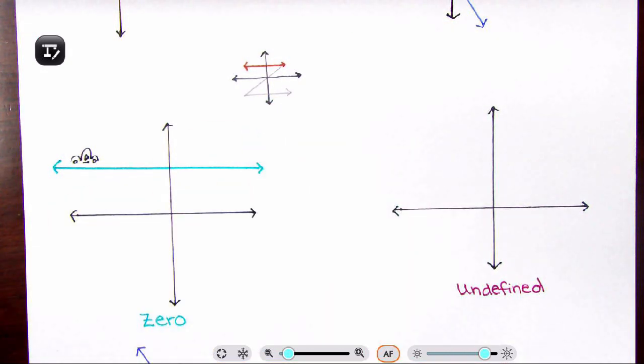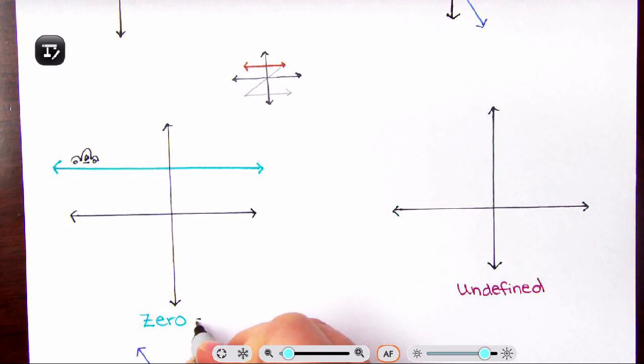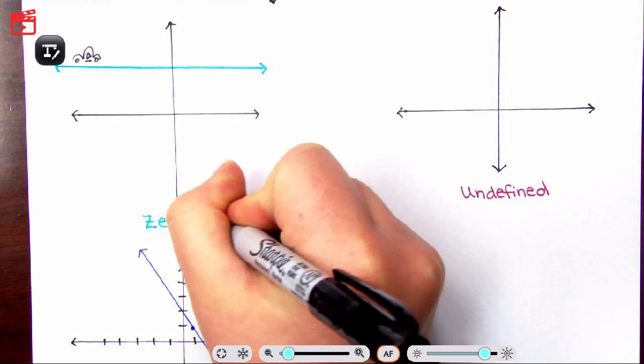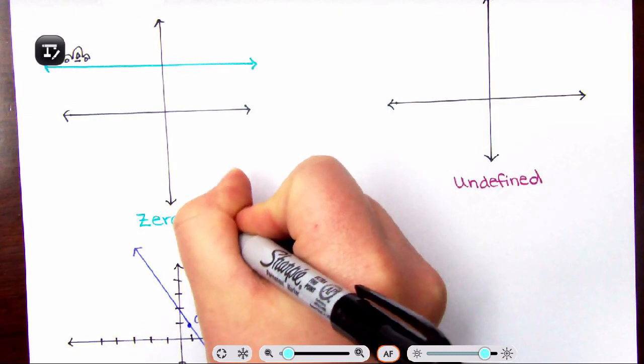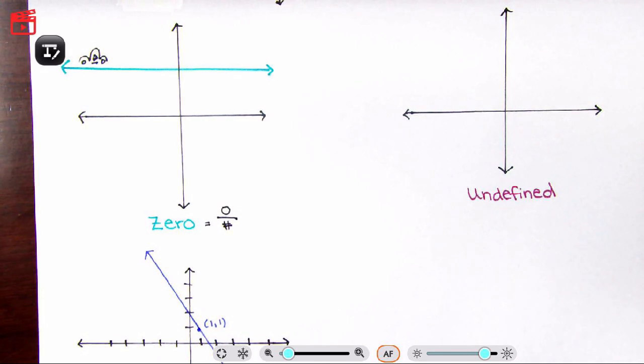Now the reason it is 0 is because you're going to learn rise over run. Rise means how much do we go up to reach our next point. Because this is a horizontal line, our rise is 0. We're going to have a number on the bottom, but our rise is 0. So because our 0 is on top, we have a 0 slope.